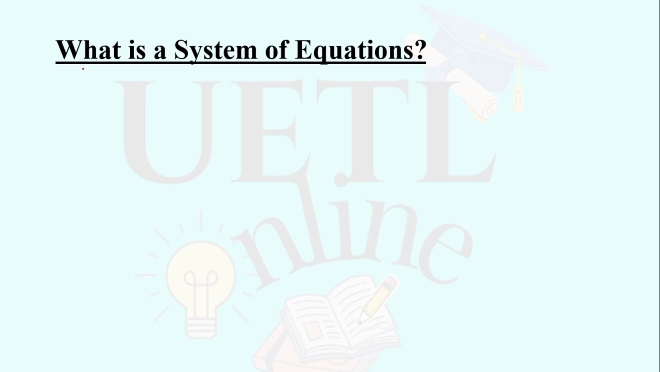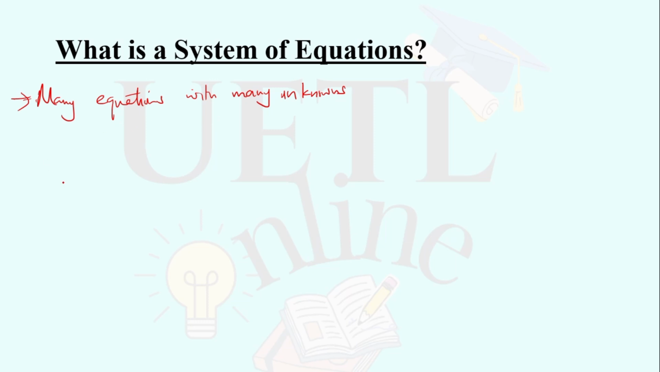Before we get any further, let's start by understanding what a system of equations is. A system of equations is a set of equations which has many unknowns and many equations. Let's say we have two unknowns, x and y, and two equations, and we want to solve for x and y. That is what we call a system of equations. Let me write down the definition. So this is what we call a system of equations.